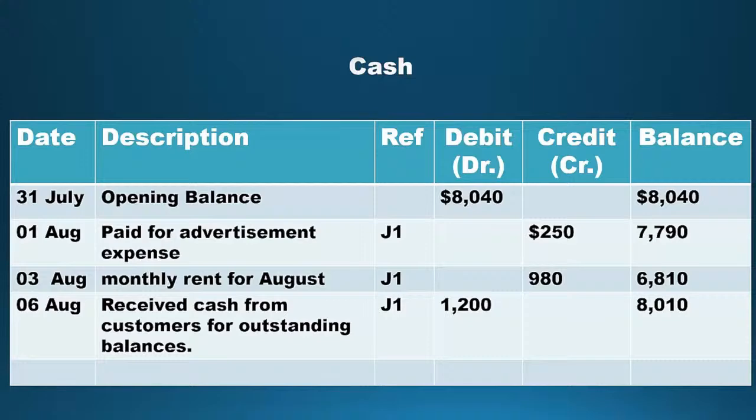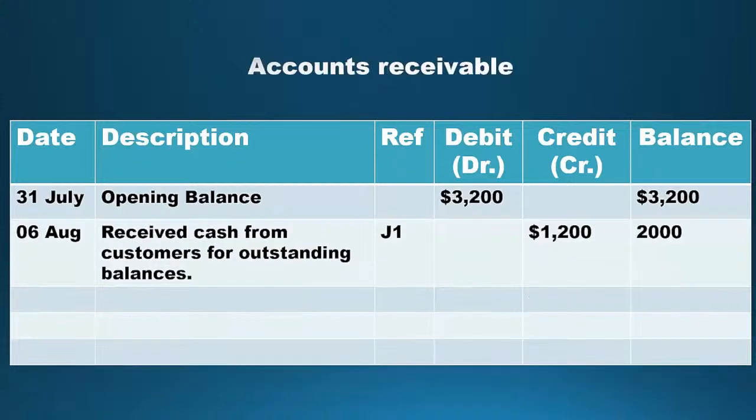4. Amount. Enter $1,200 in the debit column. We debit the cash account because the company received money, and increases to cash are recorded as debits. Accounts receivable ledger. 1. Date. Write the date, August 6. The date ensures we can trace back when the transaction happened.